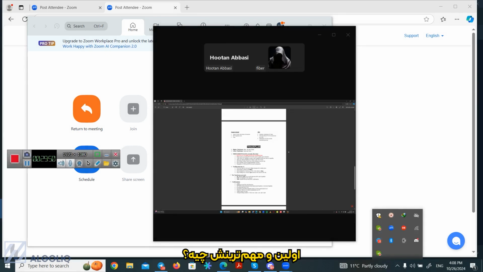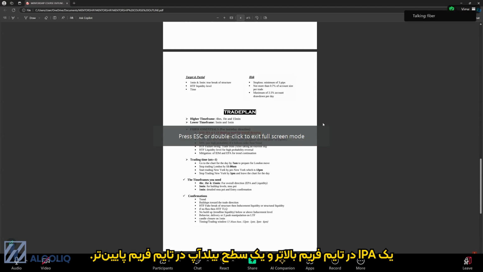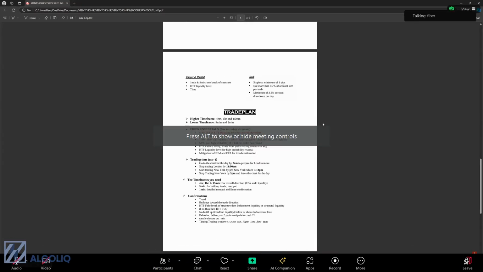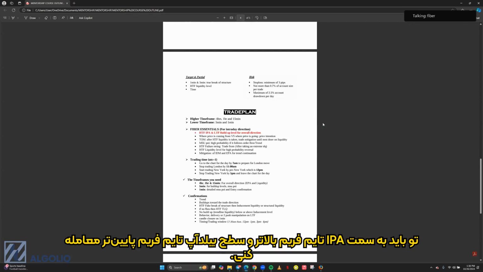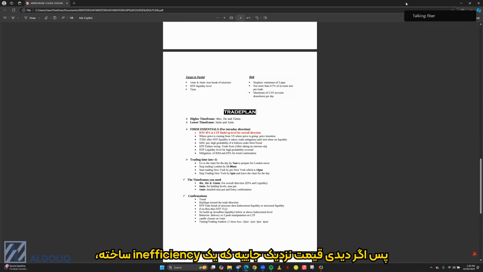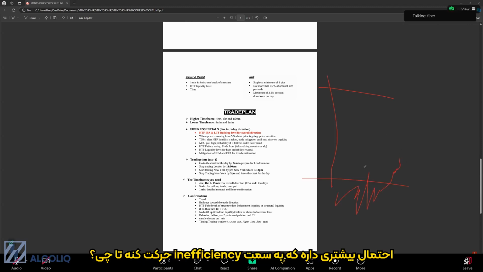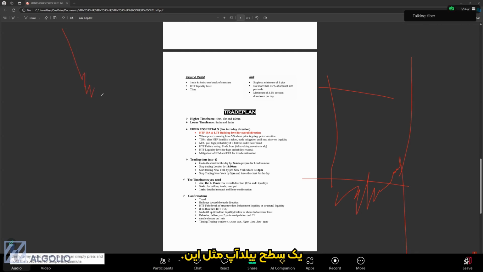The first one, which is the most important one, is a higher time frame IPA and a lower time frame build-up level. These are the two things that tell you where price is going. You trade towards a higher time frame IPA and a lower time frame build-up level. If you find yourself around a point where price creates an inefficiency, you are more likely to go towards the inefficiency. So an IPA level, or you have a build-up level like this.